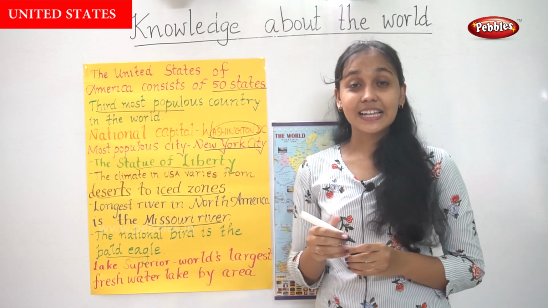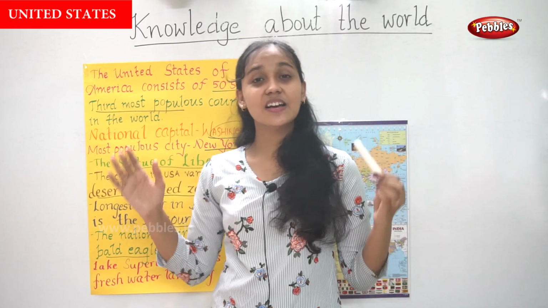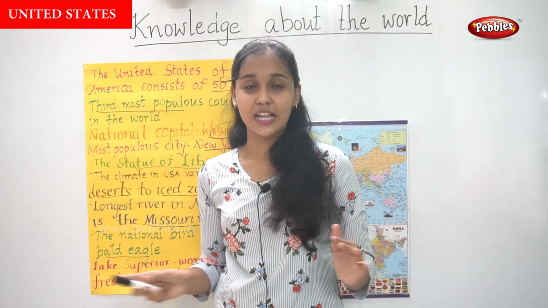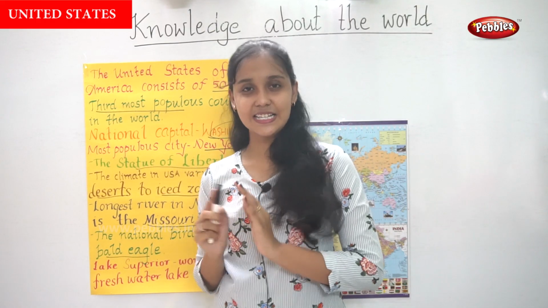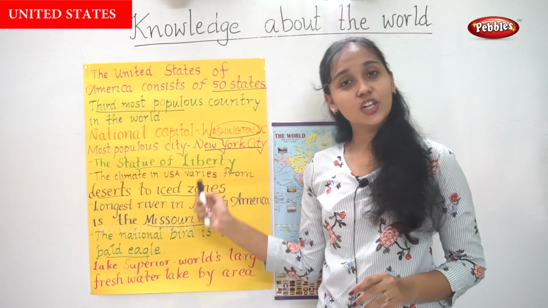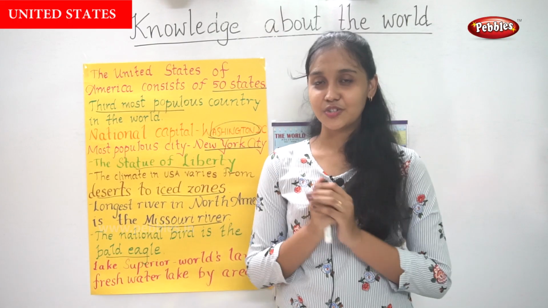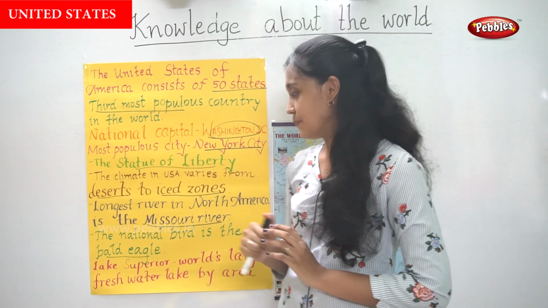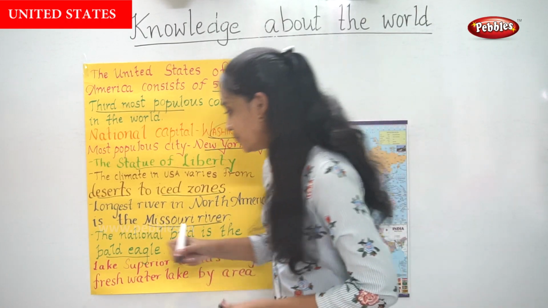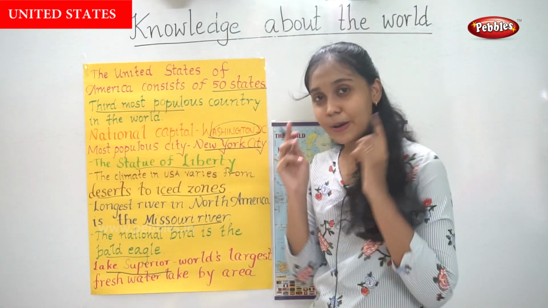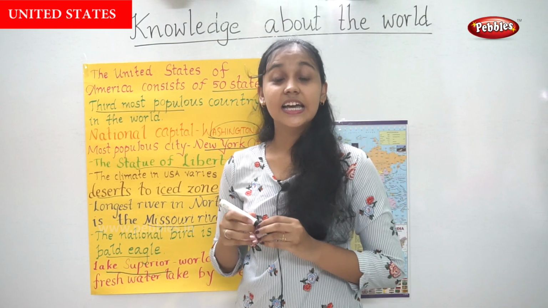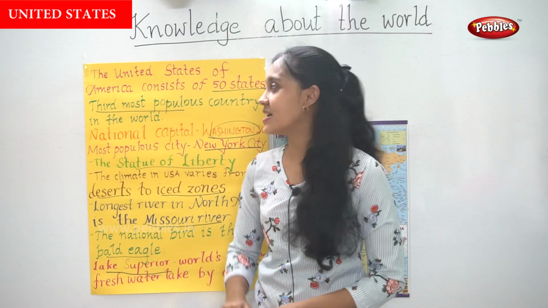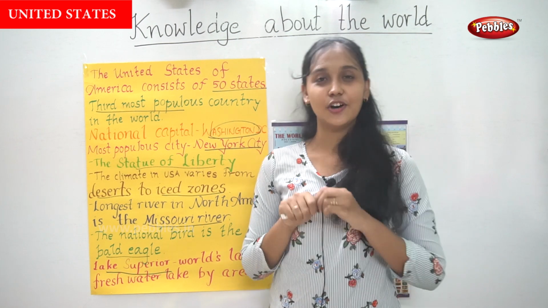Then, about the climate, yes, the climate varies. You have deserts and ice zones as well. So, everything in between is present here. Then, the longest river is the Missouri River and the national bird is the bald eagle. Finally, like I told you, Lake Superior. So, remember the name, Lake Superior. It is the world's largest freshwater lake and this is present in the United States of America.